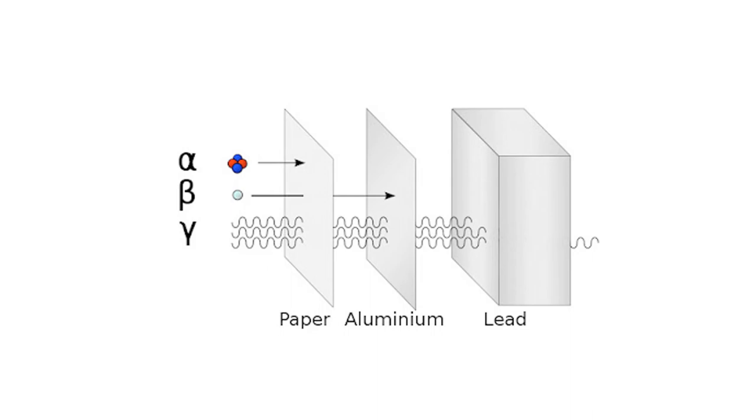Alpha was really not penetrating at all. Even a sheet of paper would stop it. So he put a sheet of aluminium, that would stop the alpha. So that could have been even like a sheet of tin foil, kitchen paper. Anything really.